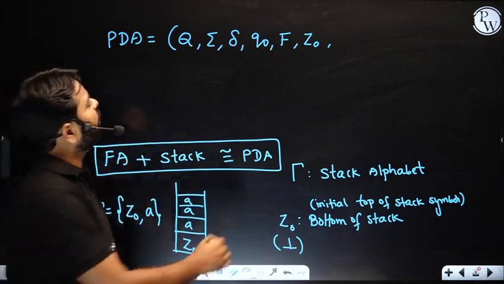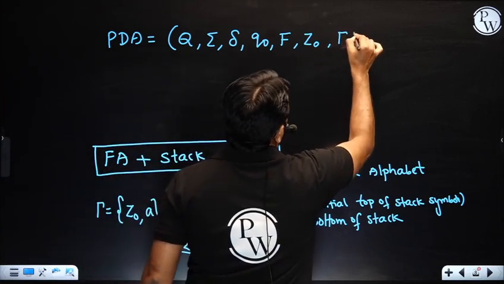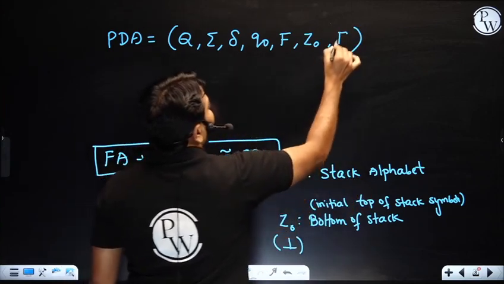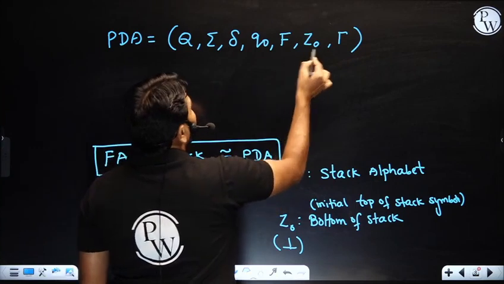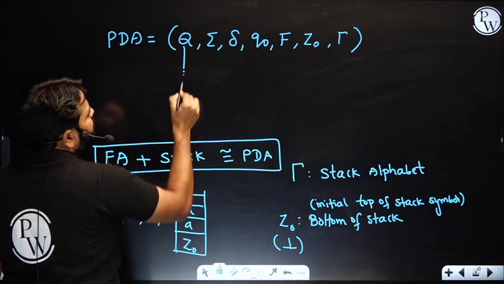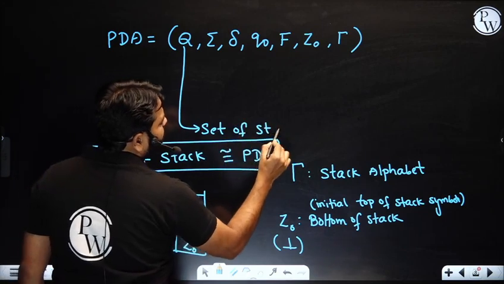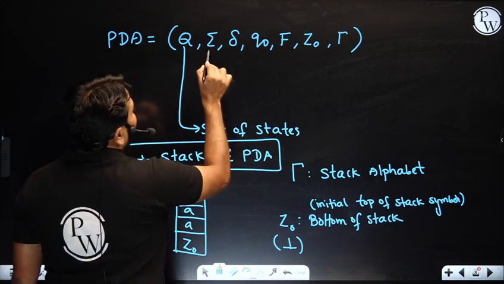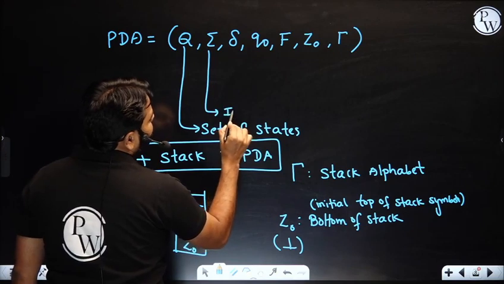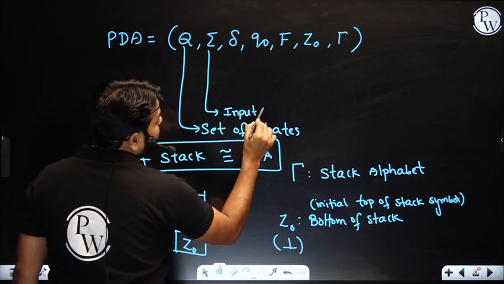Fine, now you have a gamma. Now you can see the two new things, the remaining all you know, right? This is a set of states, a finite number of states, you know that in finite automata already. And sigma is the input alphabet, the set of input symbols.